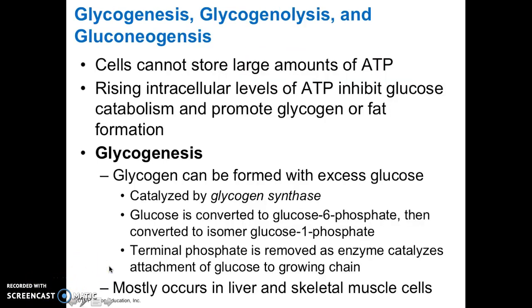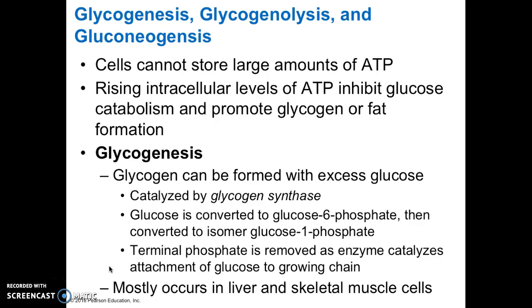Cells cannot store large amounts of ATP. Rising intracellular levels of ATP inhibit glucose catabolism and promote glycogen or fat formation. Glycogenesis is the process of making glycogen to store the excess glucose. Glycogenesis is catalyzed by the glycogen synthase.